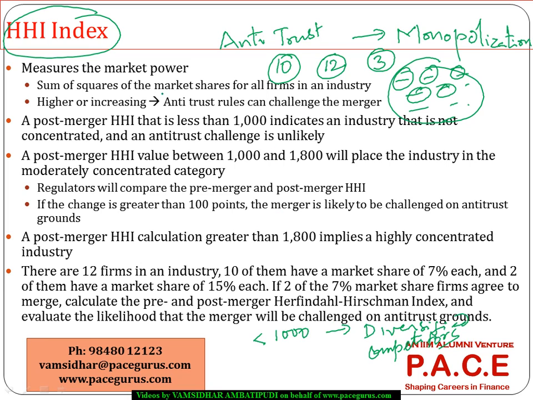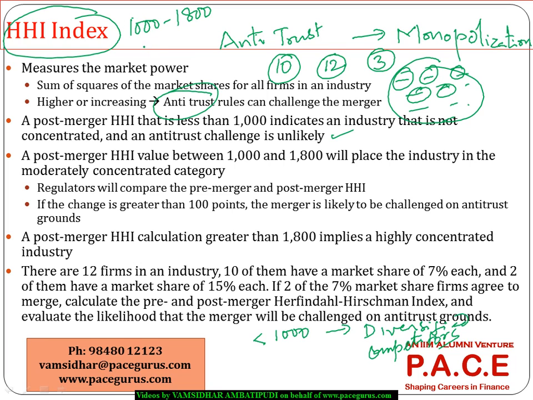So no antitrust rule will come into picture at all if the Herfindahl index after the merger is also less than 1000. But if it is lying somewhere between 1000 to 1800, still it may not be a big possibility for an antitrust law to come into picture.